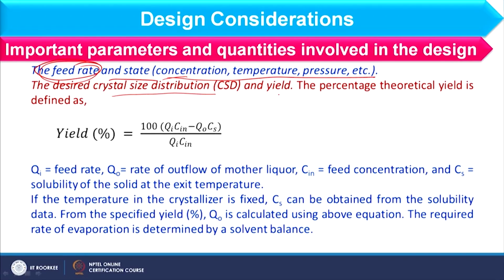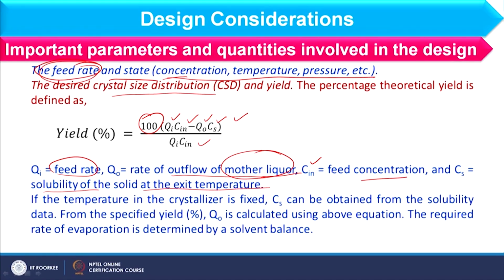How do we consider that yield? It can be defined as yield percent, that is basically (Q_I C_in − Q_O C_S) divided by (Q_I C_in), into 100, right. Q_I is basically the feed rate, Q_O is the rate of outflow of the mother liquor. It means the flow rate of mother liquor when crystals are removed from it, and then C_in is the feed concentration, and C_S is the solubility of solid at exit temperature, right.